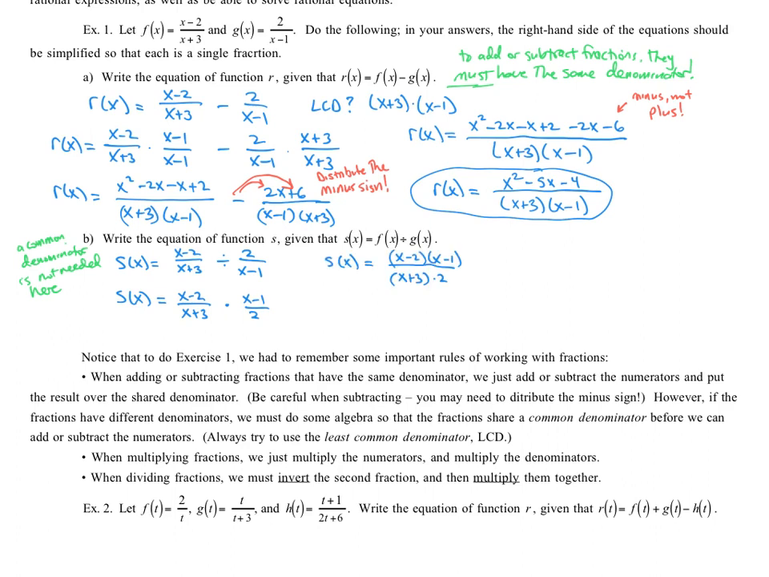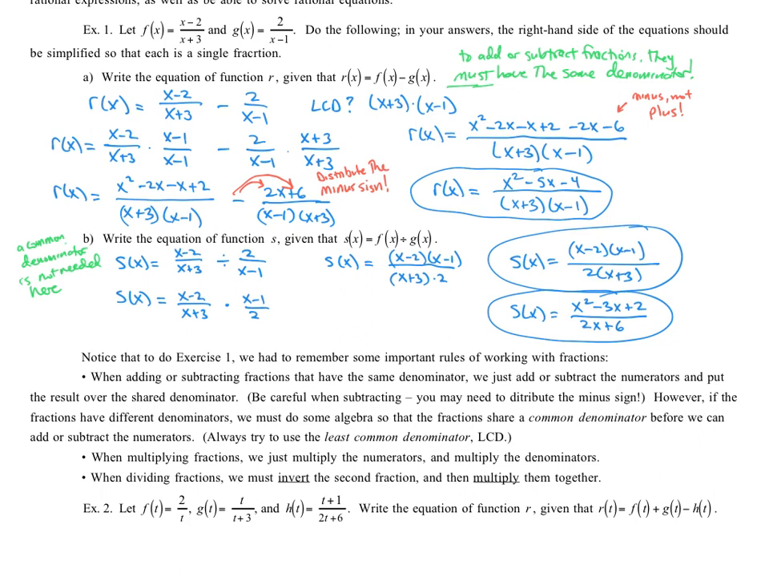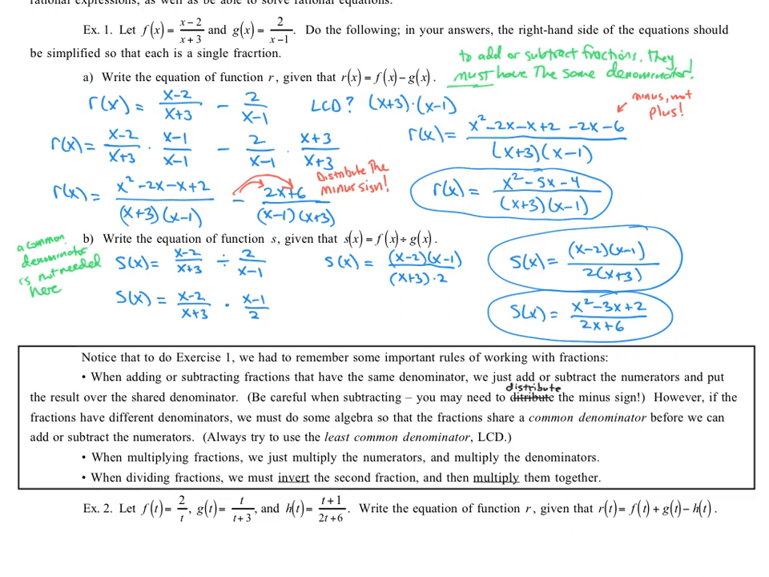If we want, we can leave the function in factored form, or I suppose we could multiply the numerator and denominator out. Which way we want the final answer expressed depends upon the problem. Here it doesn't really matter, but in future problems, sometimes it's better to have the numerator and denominator factored, other times multiplied out. This information here kind of summarizes what we did to work out parts A and B.